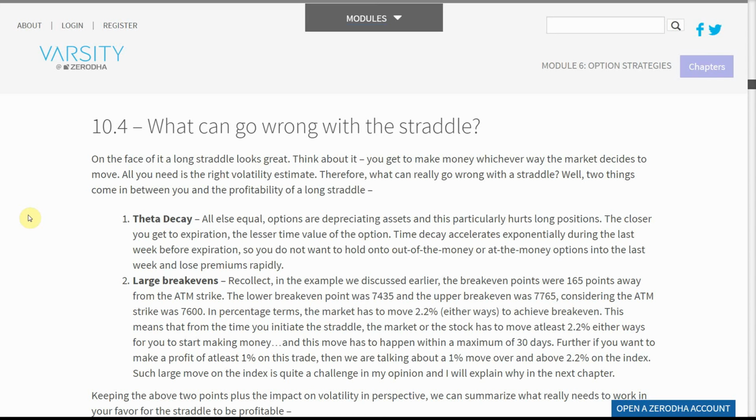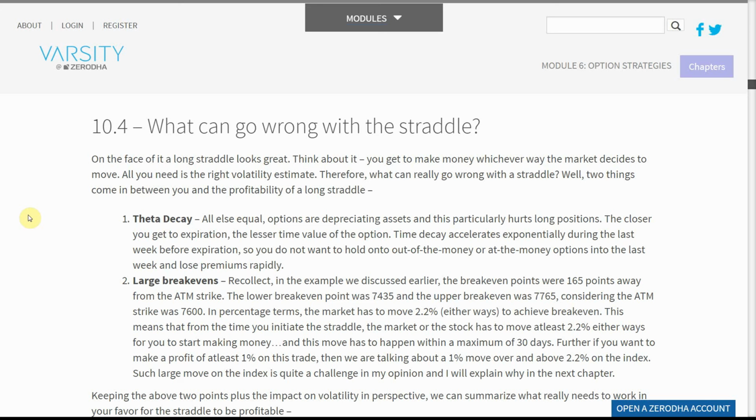The closer you get to expiration, the lesser the time value of the option. Time decay accelerates exponentially during the last week before expiration. So you do not want to hold on to out-of-the-money or at-the-money options into the last week and lose premiums rapidly. Large break-evens, recollect. In the example we discussed earlier, the break-even points were 165 points away from the ATM strike.